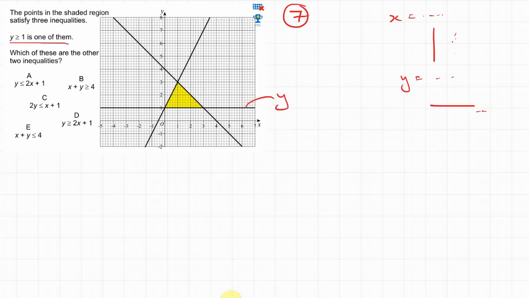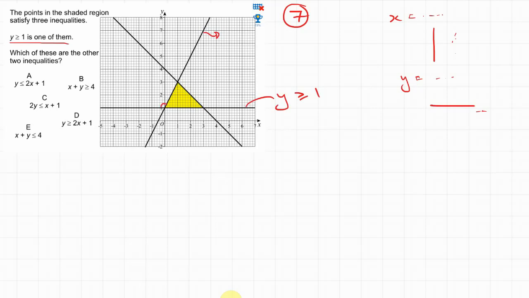So this is going to be our y is greater than or equal to 1. It's pretty obvious. It's the only one that's not a slanted curve, so it's just a y or an x equals. So we're actually looking at, well, let's think about what this line is.